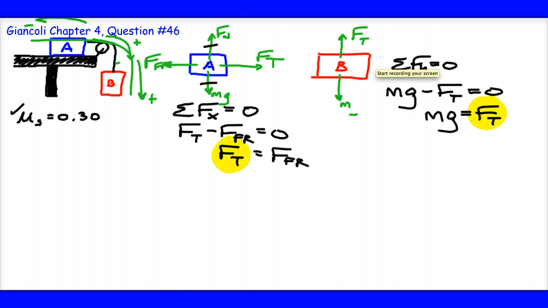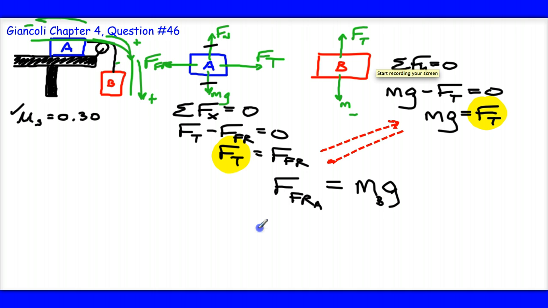We can recognize that it's a system of equations, and I have the force of tension resolved in both cases, block A and block B. I can set these equal to each other. I'm left with the force of friction, which is equal to Ft, which is equal to mg for block B. I need to put some subscripts here: the force of friction on block A is equal to the weight of block B, mg for block B.